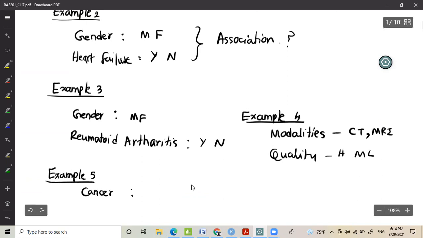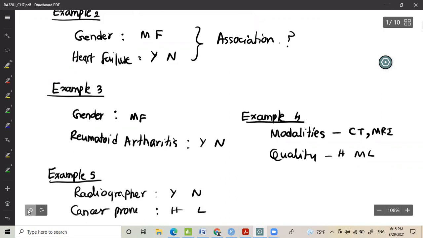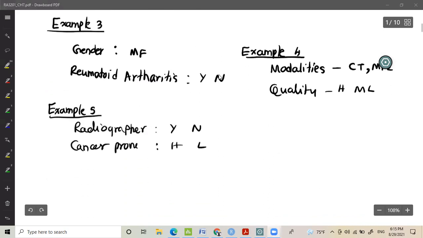Cancer, yes or no? Radiographers, yes or no? Let's say cancer prone: the higher probability to get cancer, high or low. Okay, so that's a good one. Right, very good. Thanks, everybody, for these nice examples.